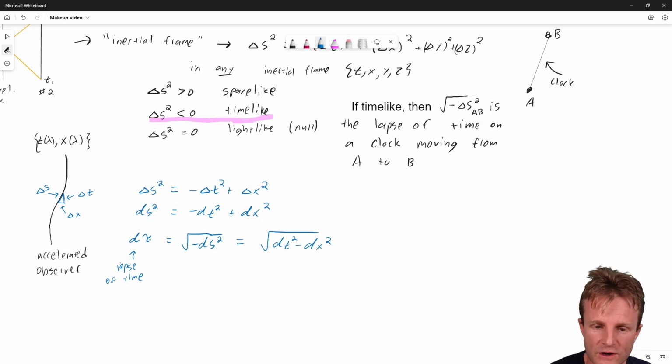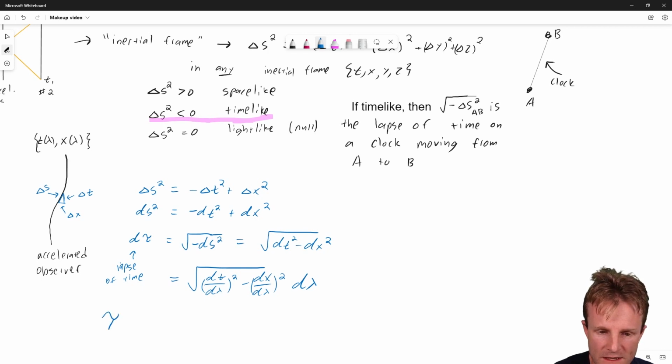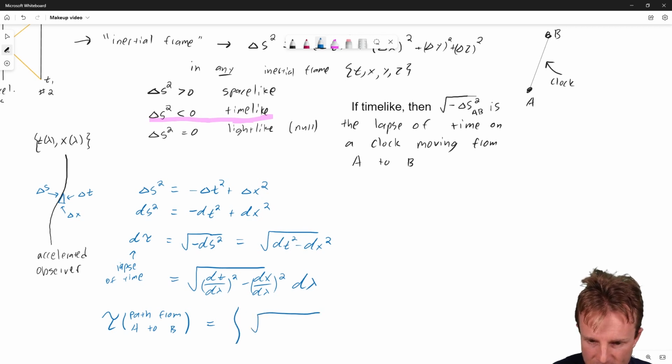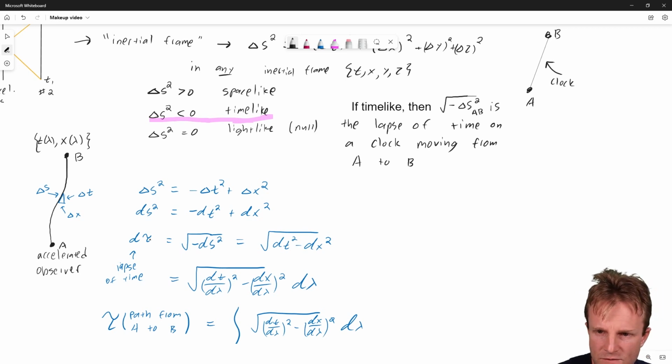And now I can use my parametrized curve idea where I just, quote unquote, multiply and divide by d lambda. So I'm going to put some of that under the square root as (dt/d lambda) squared minus (dx/d lambda) squared. And then I'll put some of it outside. And now finally I am ready to integrate. And so this is going to depend on a whole path from A to B. And it's just going to be the integral of the square root of (dt/d lambda) squared minus (dx/d lambda) squared, d lambda. Okay? And so that's for some time-like path moving from event A to event B.